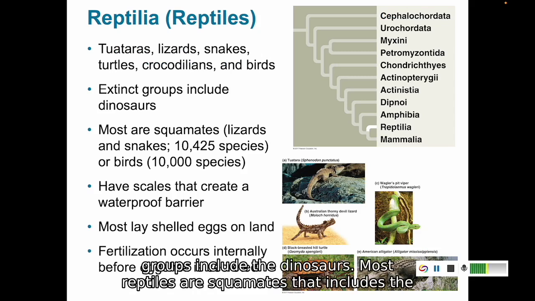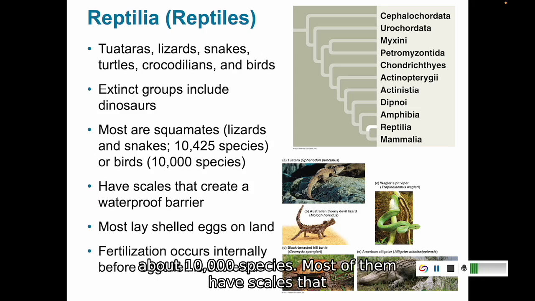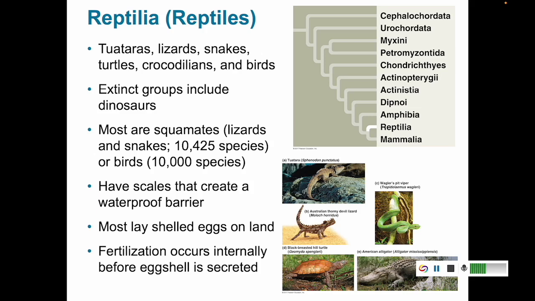The extinct groups include the dinosaurs. Most reptiles are squamates. That includes the lizards and the snakes. There are about 10,000 species of that. And birds, which are about 10,000 species. Most of them have scales that create a waterproof barrier. In birds, those scales have developed into feathers.